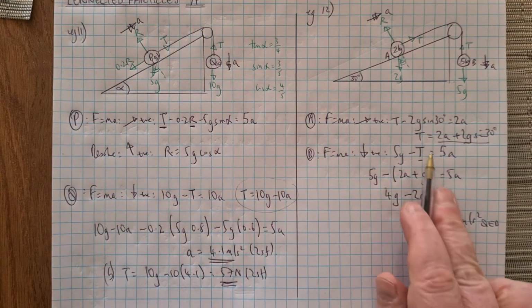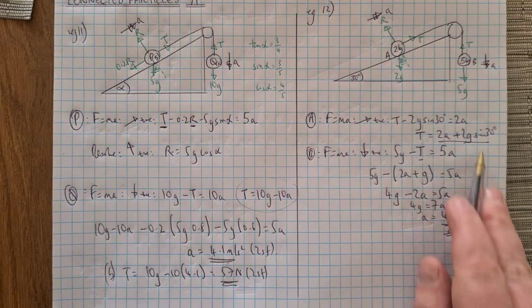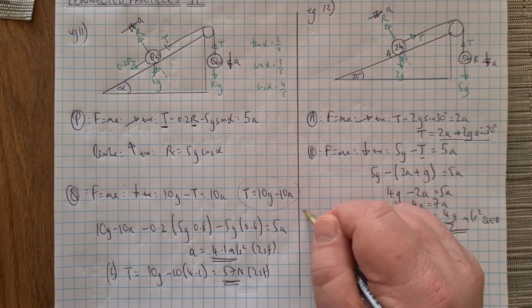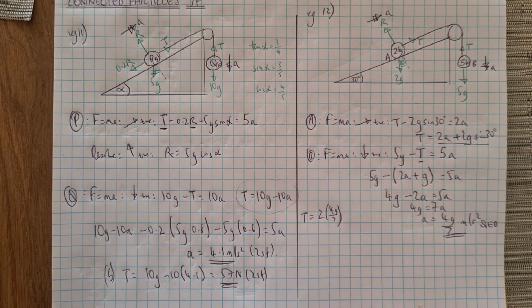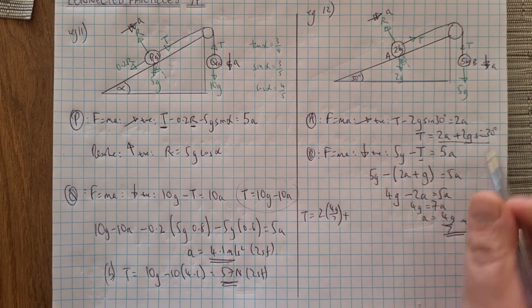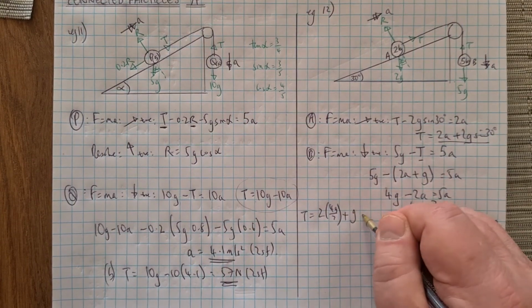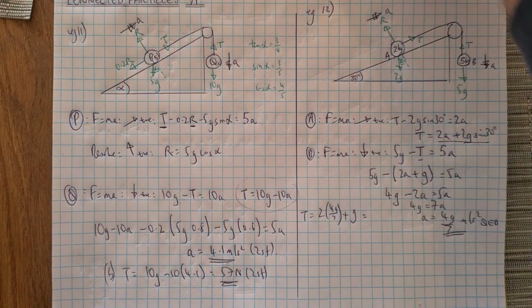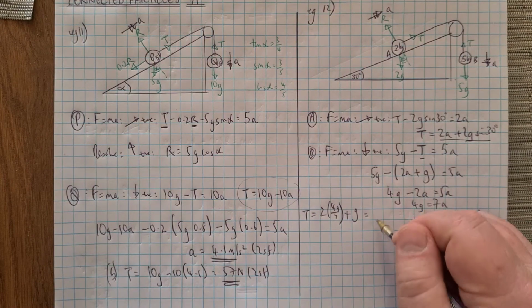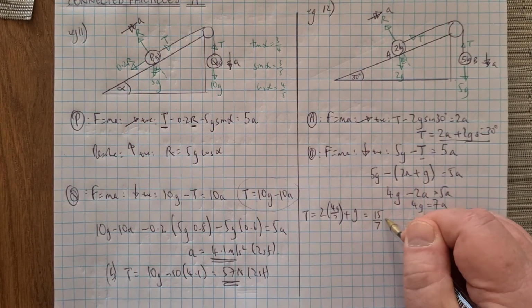And then the tension, obviously we can substitute our value for A now into there. So our tension is going to be 2 lots of 4G over 7 plus 2G sine 30 again, which is just G. And our value for the tension, therefore, is going to equal 15/7 of G.